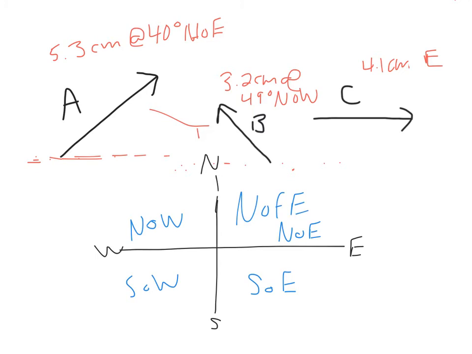So we're going to do A plus B plus C. To add these, we already have the measurements, the magnitude and the direction, and now what we need to do is redraw these vectors to those exact measurements using a ruler and a protractor to figure out what the resultant would be. So redrawing vector A. A was 5.3 centimeters long, 40 degrees north of east. Whoops, erase that, and erase that. 40 degrees north of east.